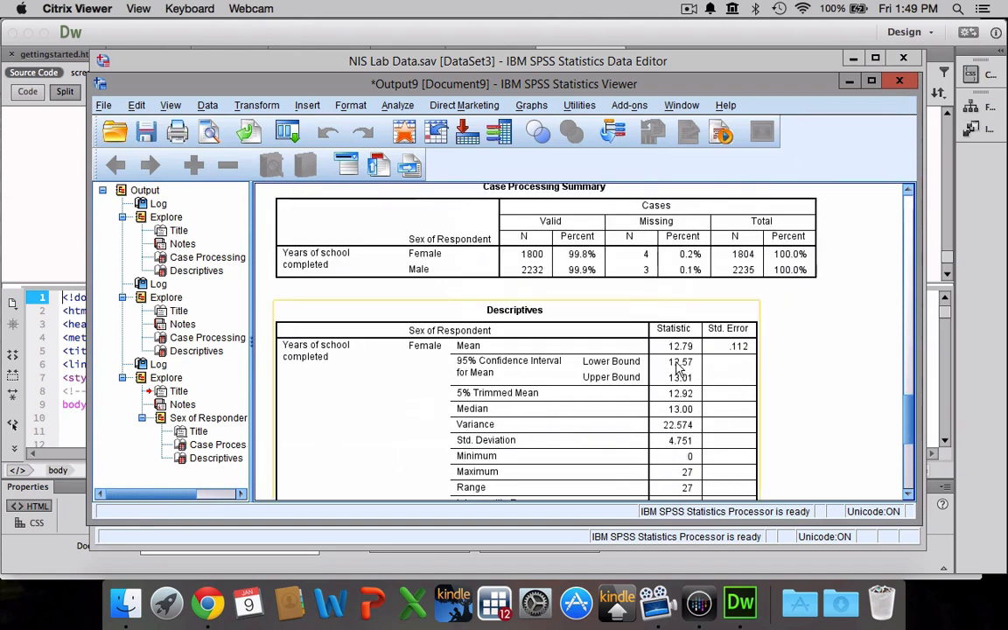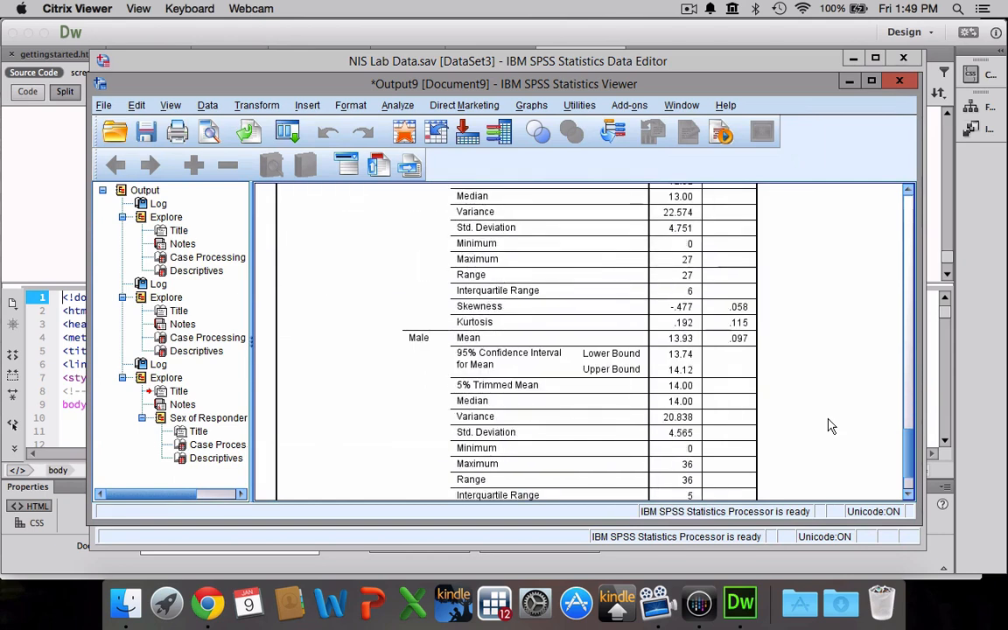And then we also get separate confidence intervals. So we could say that we're 95% sure that the true population mean in terms of educational attainment for women, migrant women, is between 12.57 and 13.01. Just as we could say that we're 95% confident that the true population mean in terms of number of years of education completed for immigrant men is between 13.74 and 14.12.